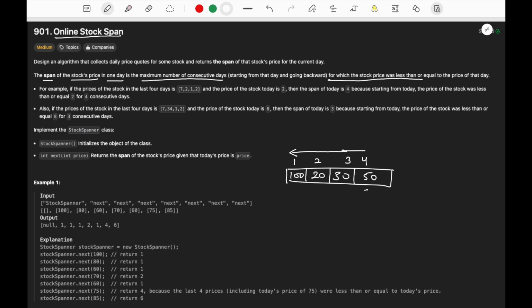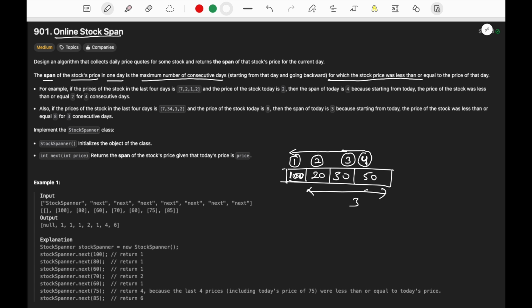So if we see in this example, the span for the stock price on day 4 will be what? It will be 3, because the consecutive days for which the value of the stock price is smaller than or equal to 50 are 1, 2, and 3, right? At day number 1, the stock price is 100, so we will not include it in the span, and after that there is no more day, right? So the stock span is 3, and the condition is that the days should be consecutive.